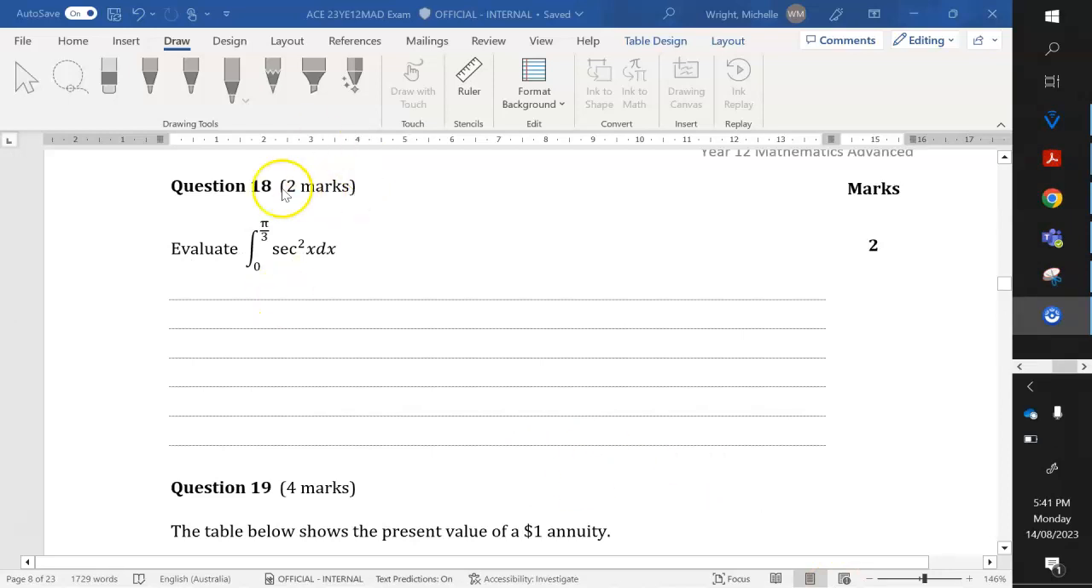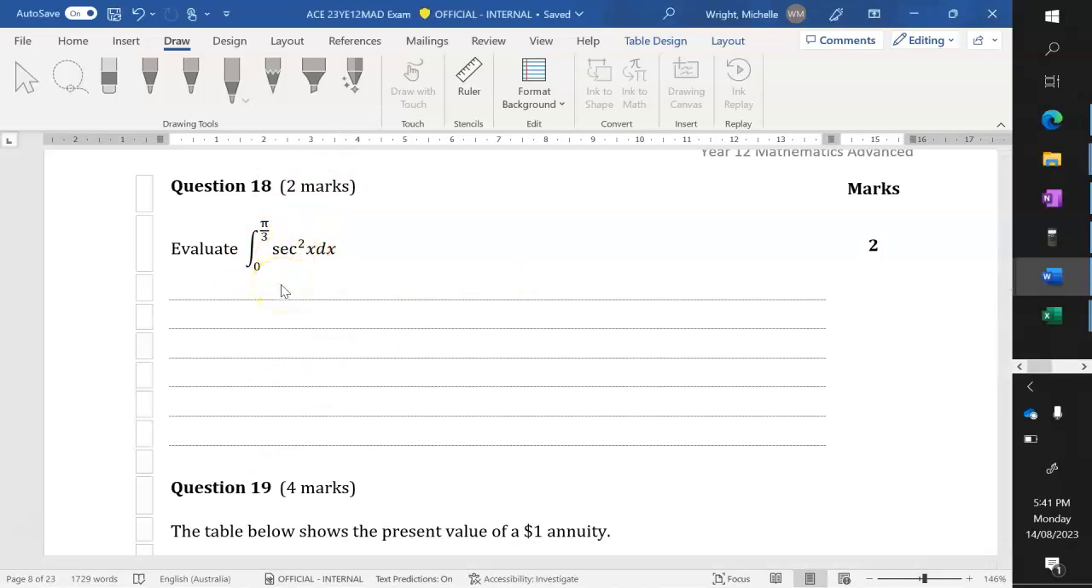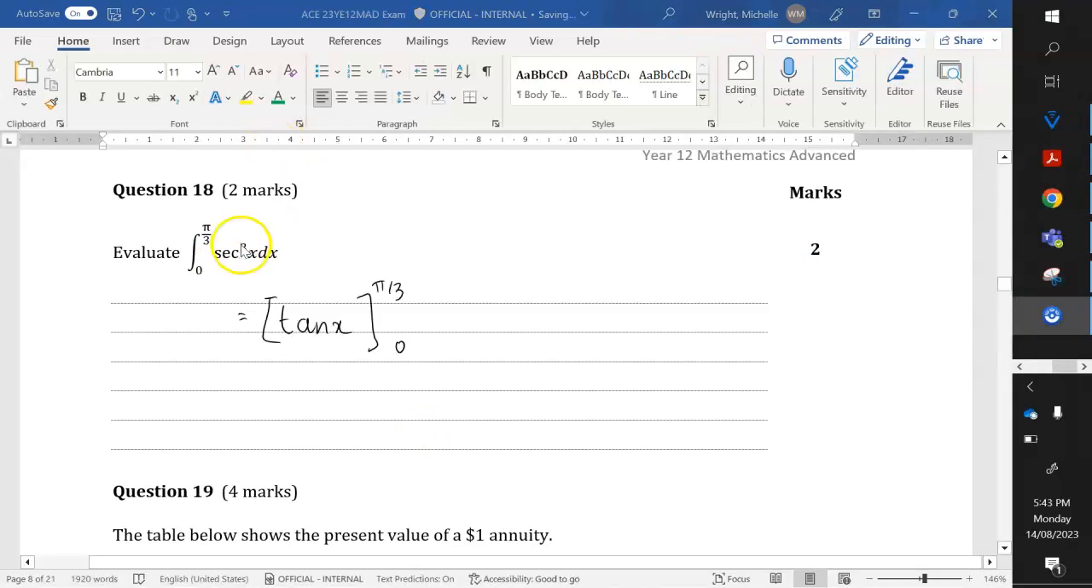Okay, this one was done fairly well. It's worth 2 marks, and you need to note that the integral of sec squared x is equal to tan x. So you need to have a tan of x in there. That would be your first step. Integrating sec squared x gives me tan x. We're popping our integrals in. It was a 2 mark question, and you would have got 1 mark for doing that.